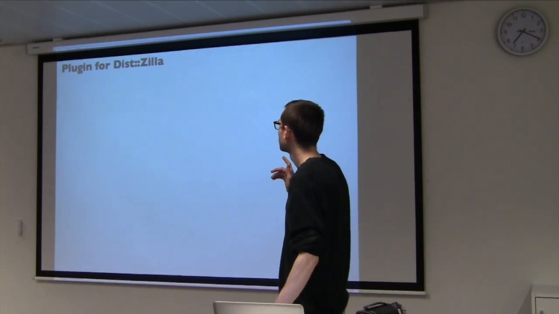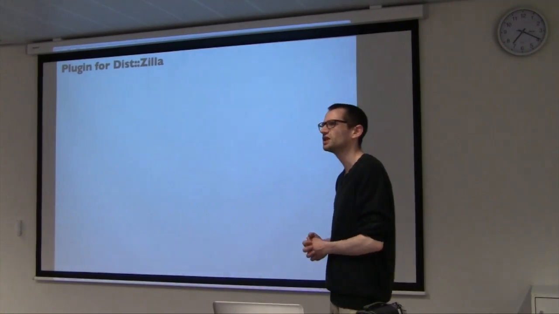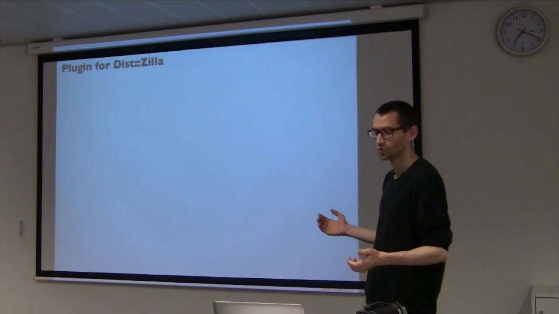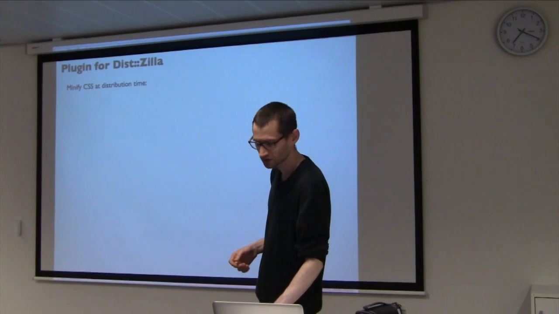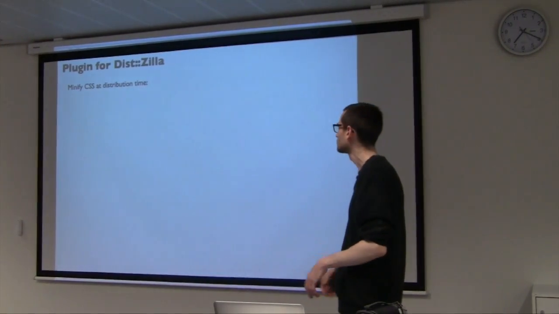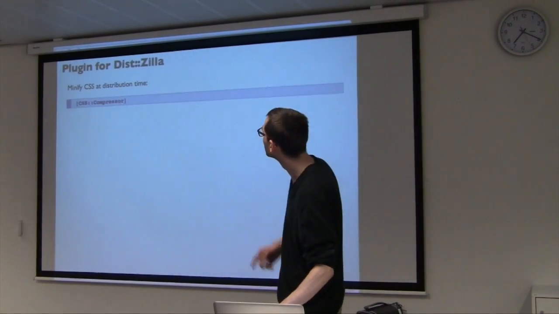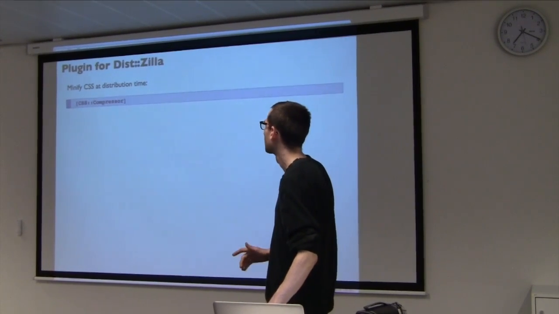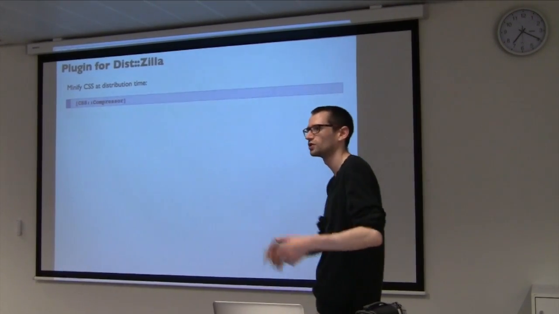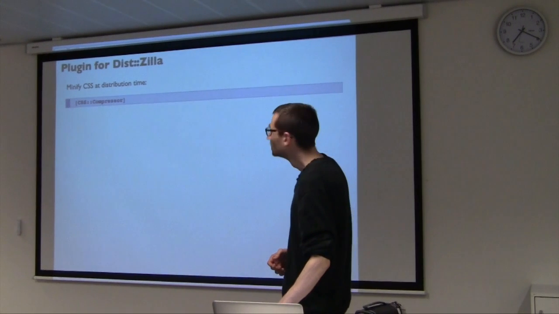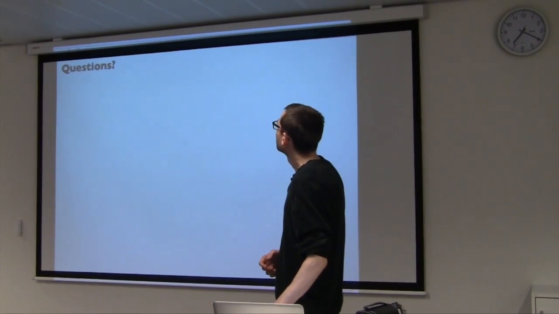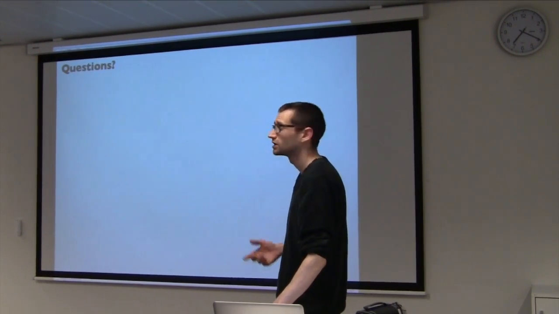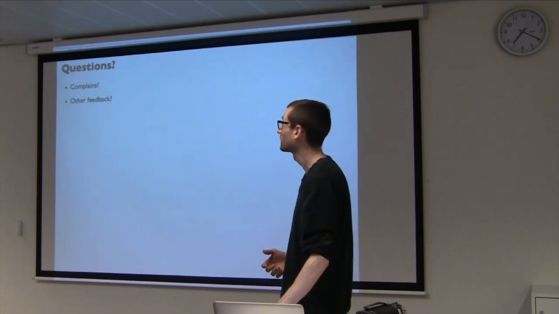Yeah, the Mojo case. Then somebody else also wrote a Dizilla plugin, which I found cool, because that just means if you want to compress your files at distribution time, just throw this little thing in and you're done. It will just go over all your CSS files and compress them. Right. So, that is pretty much it. Any questions, complaints?